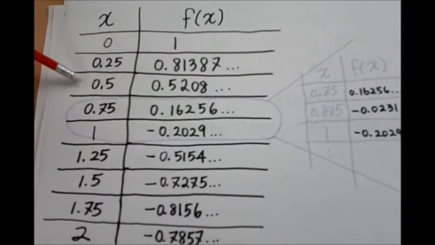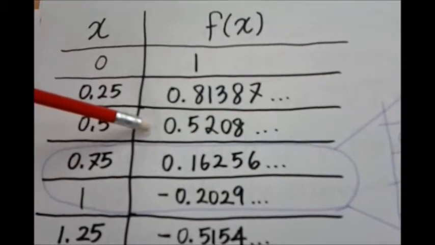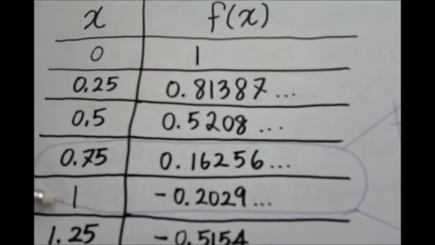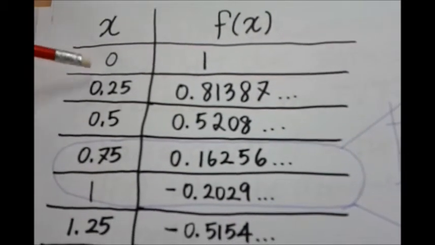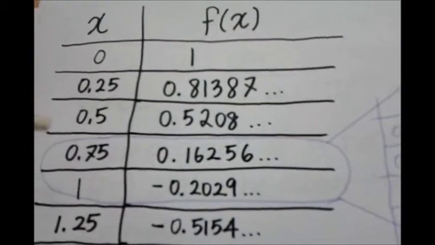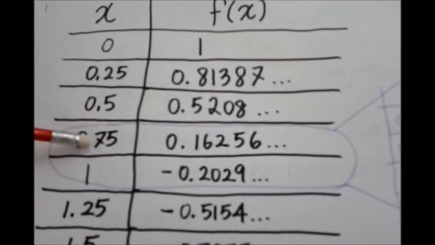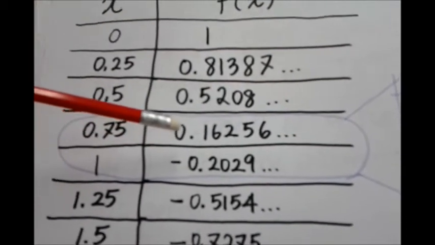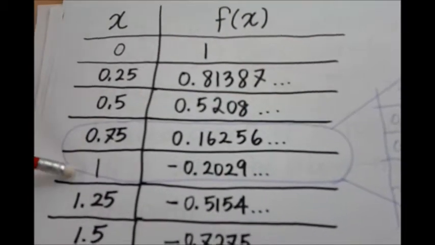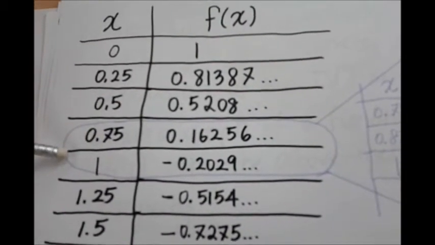We go to 0.5, and we learn with our calculator that f of 0.5 approximately equals 0.5208. Now, since this is positive, while f of 1 is negative, and f of 0 is positive, we know that there is a 0 that lies between 0.5 and 1. So we bisect this interval again, and we go to 0.75. We have the function value of approximately 0.16256. Since this is positive, and since f of 1 is negative, we know that there will be a 0 definitely between 0.75 and 1 on the x-axis.